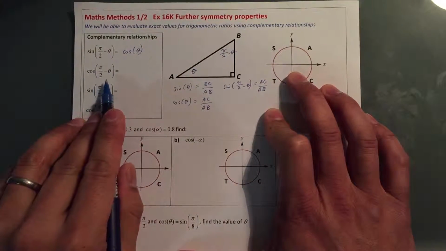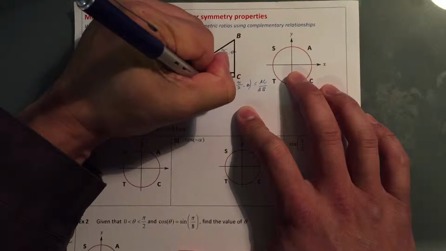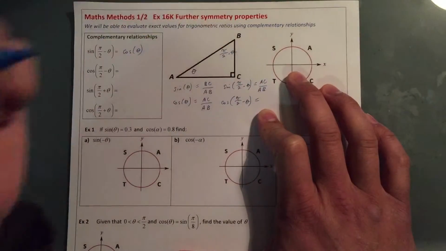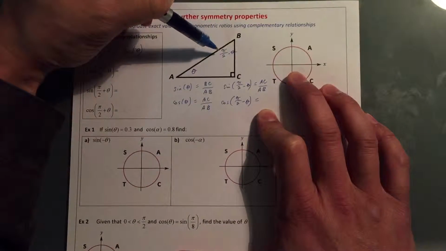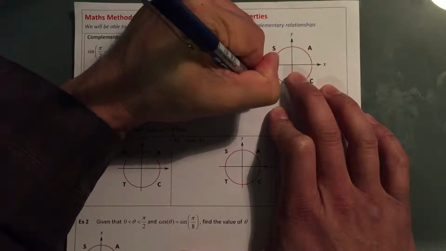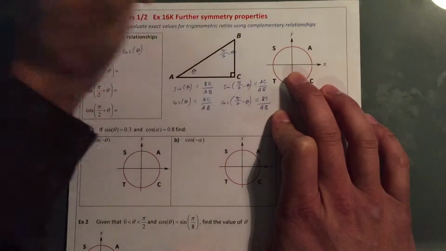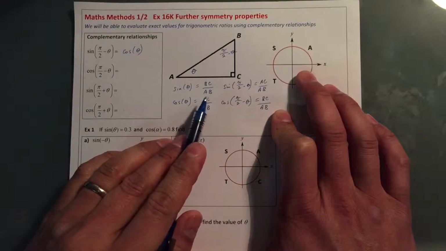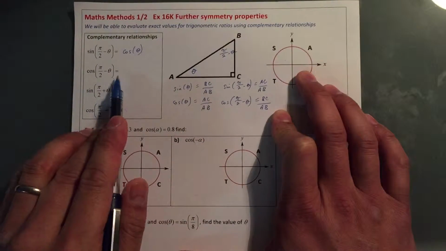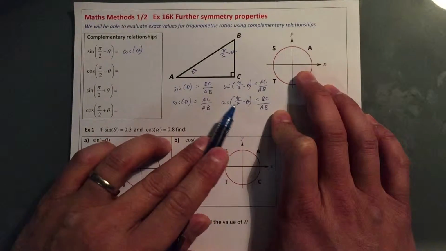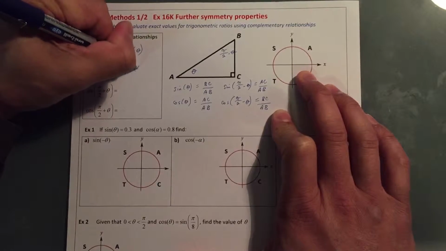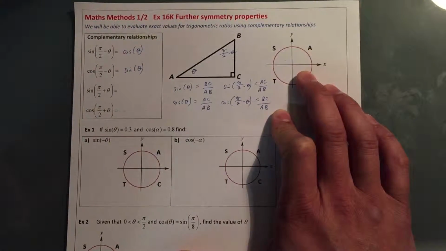Now let's look at this one. Cos pi on 2 take theta is going to be BC over AB, which is the same as we had before for sine theta. So we can say that cos pi on 2 take theta, which is BC on AB, is the same as sine theta. And that's our second complementary relationship.